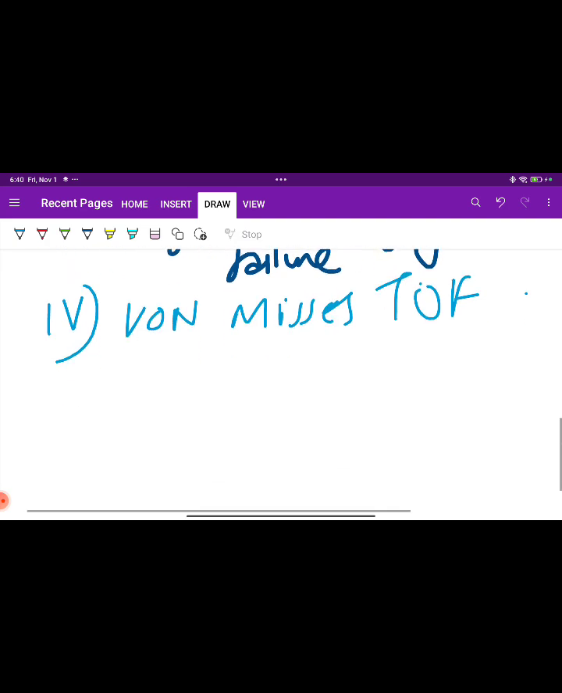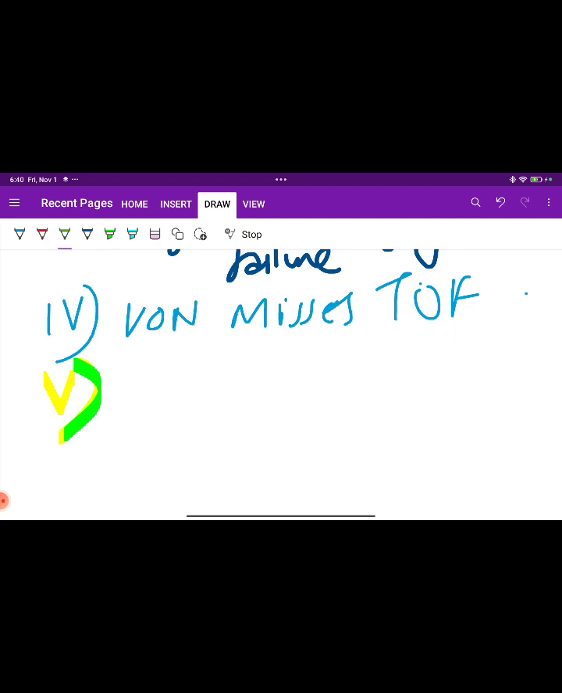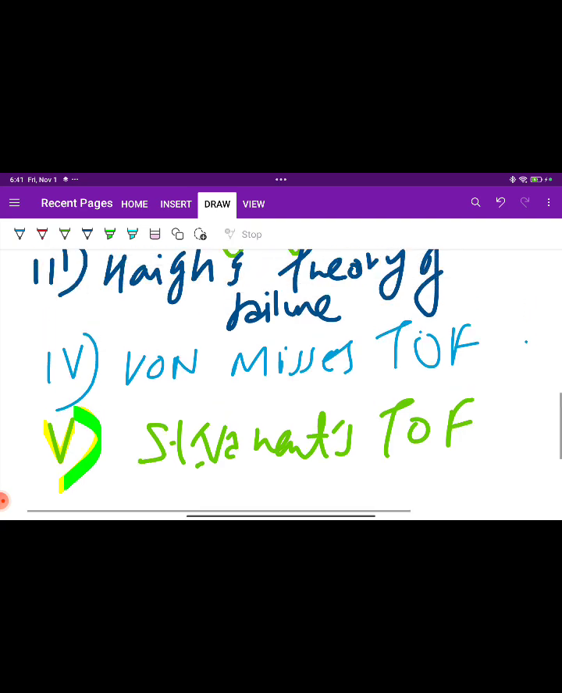And lastly and finally, this is a very important theory of failure, the fifth theory of failure, which is the principal strain theory of failure, or we can say simply Saint-Venant's theory of failure. These are the 5 important theories of failure.